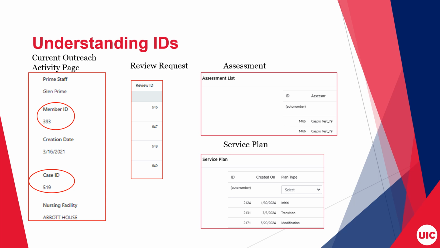Each member has a unique ID, the member ID, and each member can have multiple cases over time, but only one case can be active. Additionally, each case can contain one or more service plans, review requests, and reportable incidents, and all these have their own IDs as well. The most useful ones to know are the member ID and case ID.